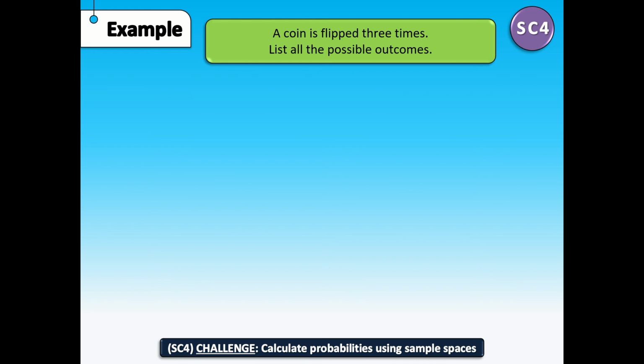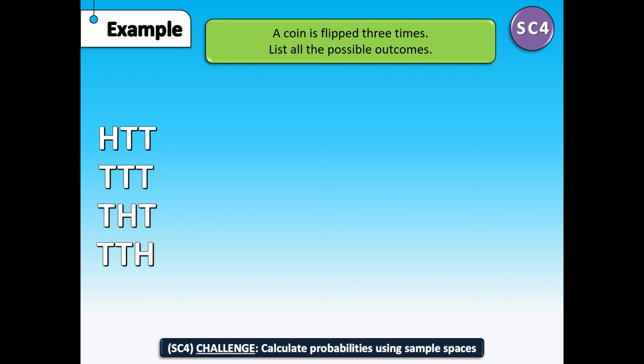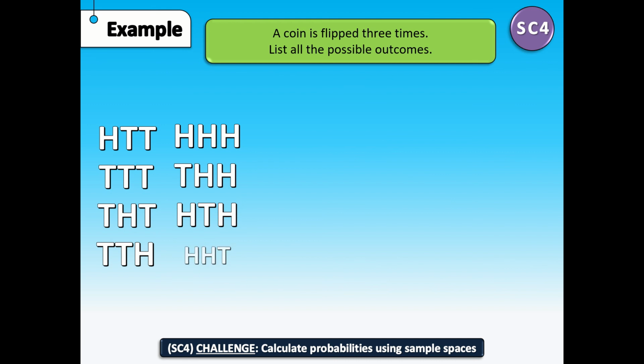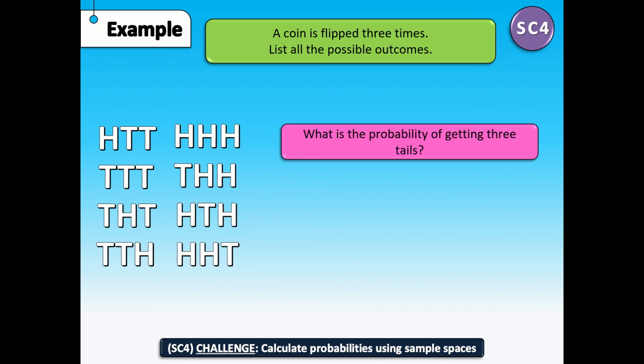In this question, a coin is flipped 3 times. List all the possible outcomes. So we could get a head and 2 tails, or 3 tails, or a tails, a heads, then tails, or tails, tails, then heads. We could get 3 heads, tails, then 2 heads, a head, then a tails, then a head, or 2 heads and a tail. So there's 8 possible outcomes in total.